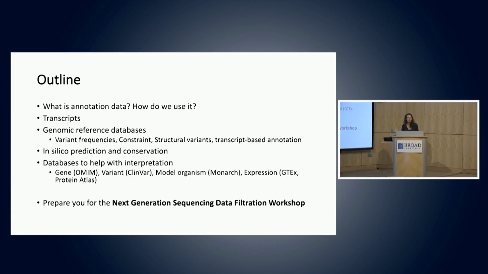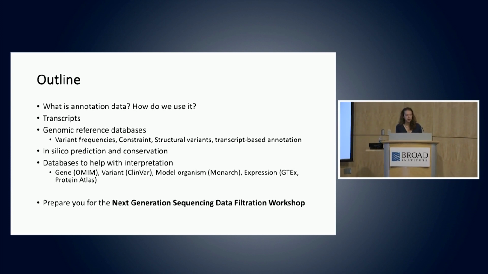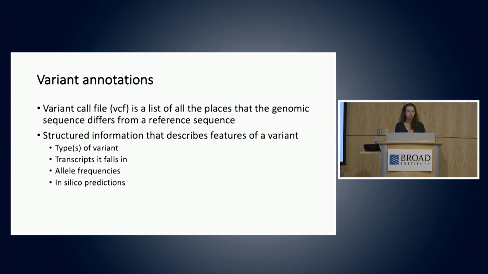So we'll be talking about what annotation data is, the issue of transcripts, which are very important biologically, but in terms of interpretation, make things more challenging. We're going to be talking about genomic reference databases, mostly gnomAD, and the various features that we use in that. A little bit about in silico predictions, and then I'll be introducing a bunch of databases at the end very briefly to give you a hint of things.